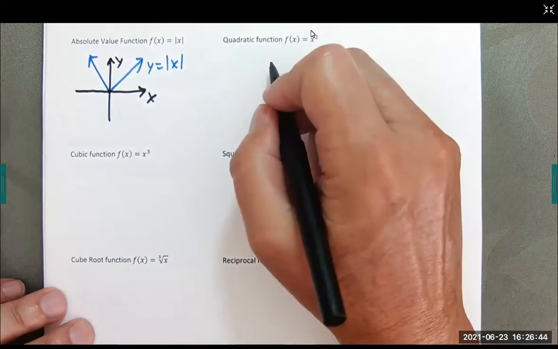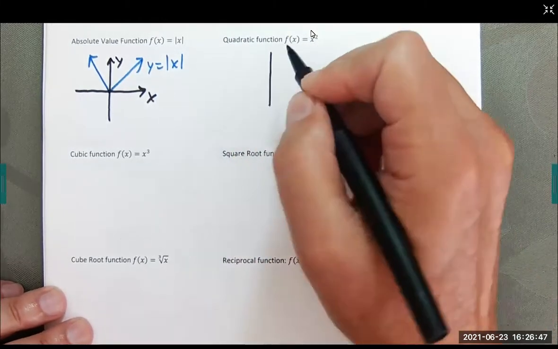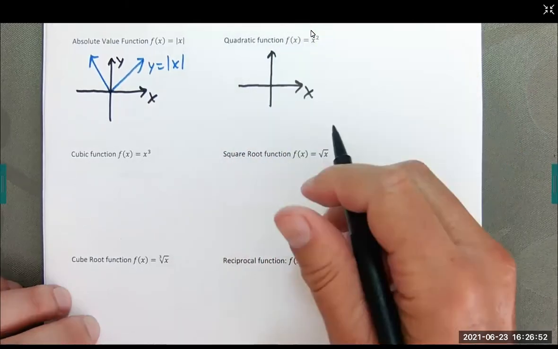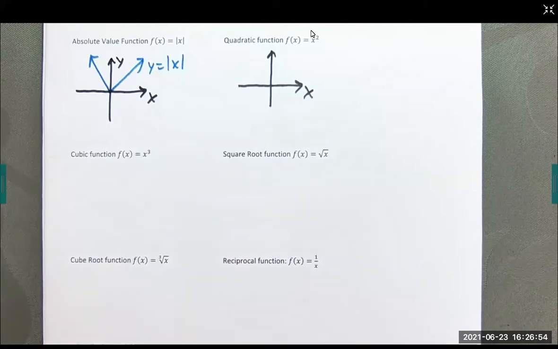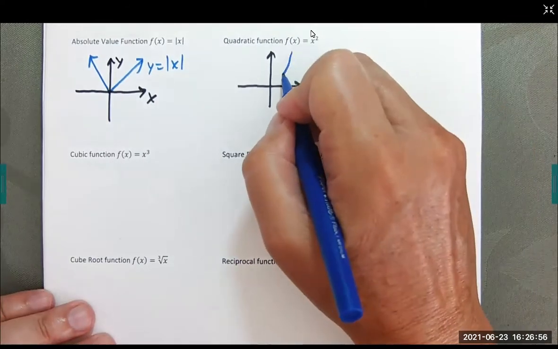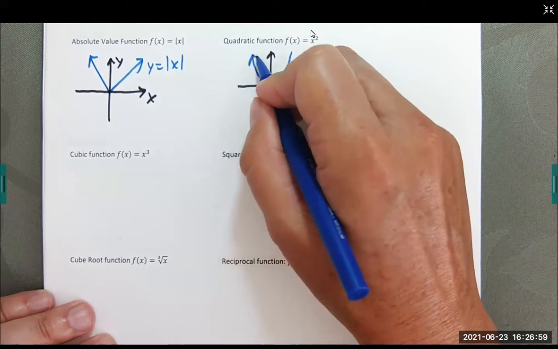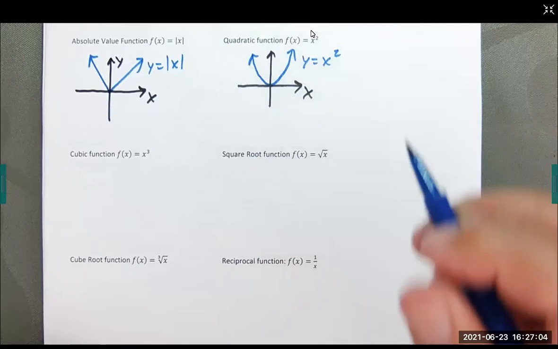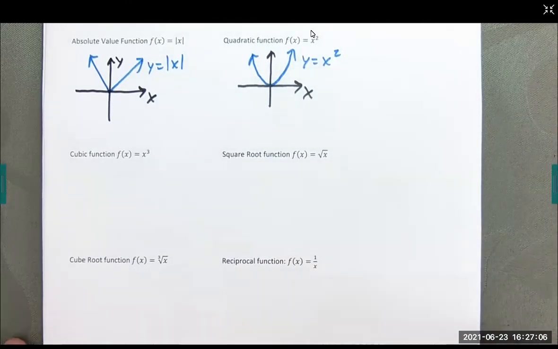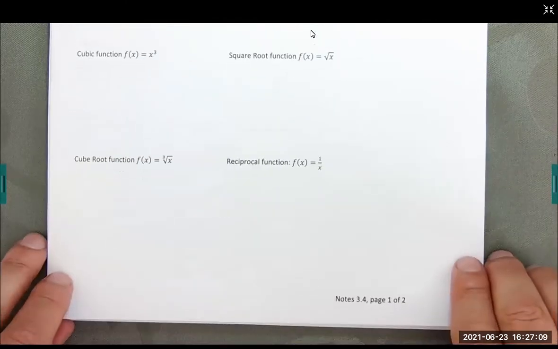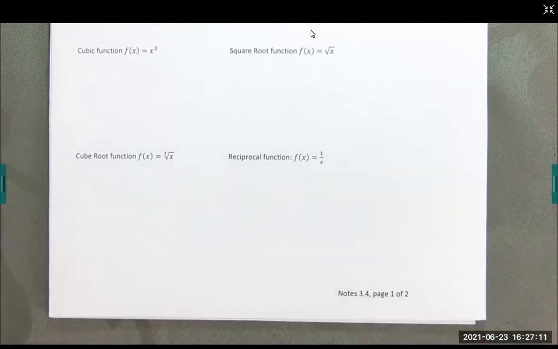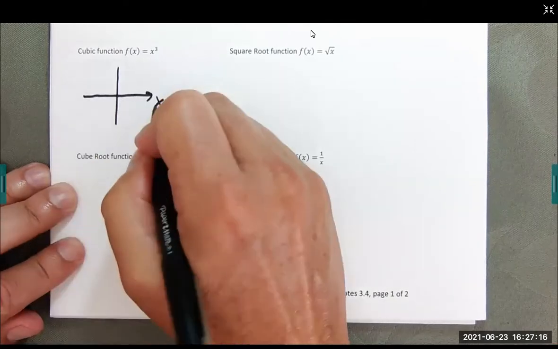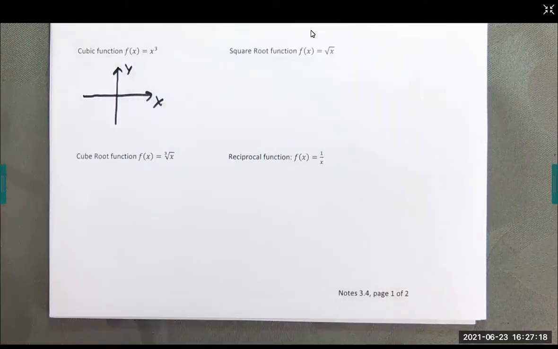Next up, we have a quadratic. The shape of a quadratic is called a parabola. We'll go into more detail later in the semester. Parabolas. Y equals x squared. Cubic function. Looks like this.